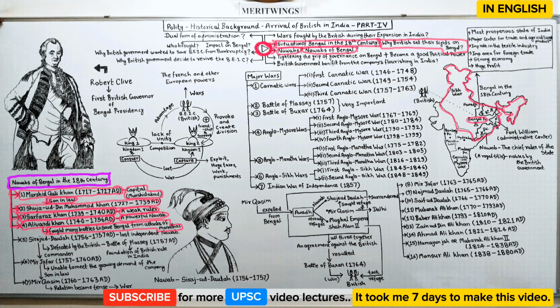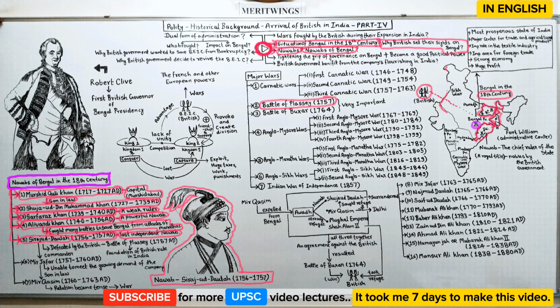It is said that he was a weak ruler who was removed by Alivardi Khan, and he himself became the Nawab of Bengal. Alivardi Khan was a powerful Nawab who remained the Nawab of Bengal from 1740 to 1756 AD. He fought many battles to save Bengal from the attacks of the Marathas. Next comes Sirajud-Dowla, the last independent Nawab of Bengal, who was defeated by the British in the Battle of Plassey in 1757. Sirajud-Dowla was the Nawab of Bengal from 1756 to 1757 AD.